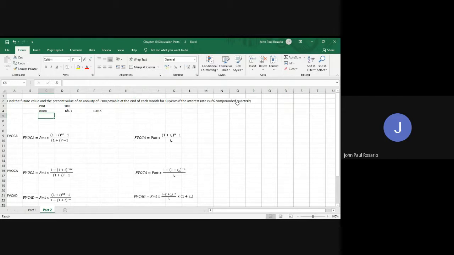Next is our N, which is our number of payments throughout the term of the loan. So we have the time of the loan, which is 10 years, and we do it monthly, so that's times 12. And our C here is the number of compounding periods per payment period.